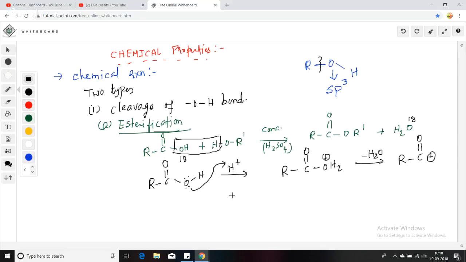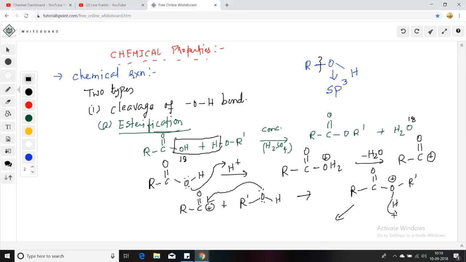Now this positive charge, and we have alcohol. So we can write down the next step: R C double bond O with positive charge on it plus R dash OH. The lone pair of this oxygen attacks this positive charged carbon atom, and finally it gives R C double bond O, H, R dash with positive charge. And finally this H plus comes out, so minus H plus, and we get R C double bond O R dash as the product.